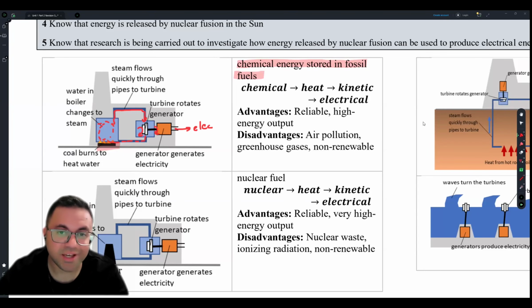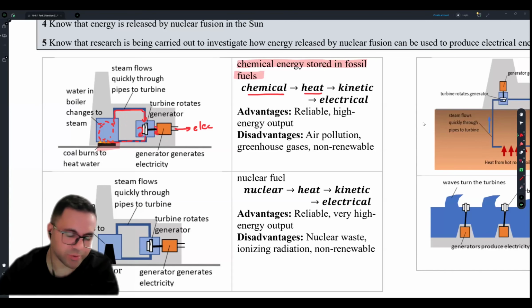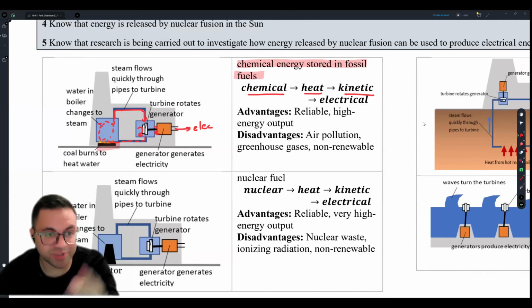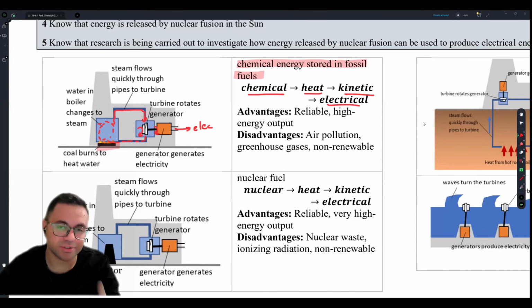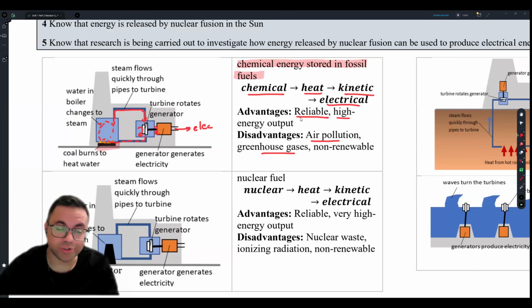The important thing is, what is the energy transformation here? Chemical in the fuel, to heat, because we burn it, to kinetic, because the steam moves and turns the turbine, to electric, because the generator gives out electrical energy. So it's reliable, meaning you can generate electricity 24/7, that's the advantage, and it produces a very large amount of energy. By the way, this will be the advantage of both non-renewable power stations. The disadvantage is that it causes air pollution, causes greenhouse gases, it's a non-renewable source of energy, which means eventually we will run out of fuel.